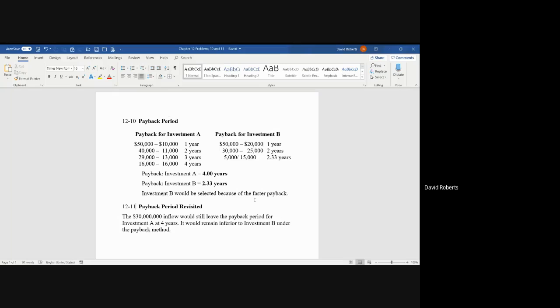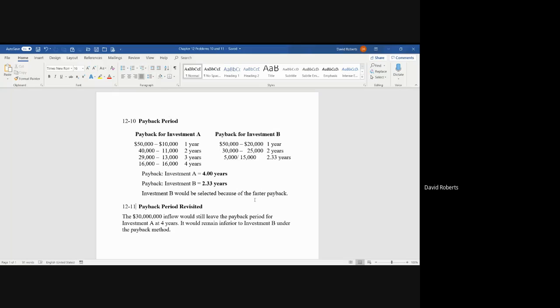So you take the 5,000, which is the shortfall that you had before the year started. So you have 50,000, you get 20 grand back, you have $30,000 short. In year two, you get another 25,000, so you're only $5,000 short. So that's where the 5,000 comes from. And you divide it by the 15,000 because the cash flows are considered to be even throughout the year.